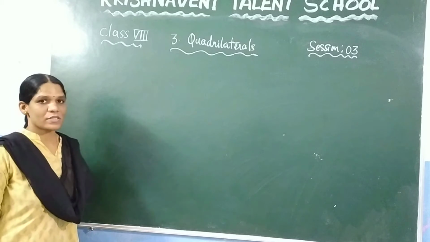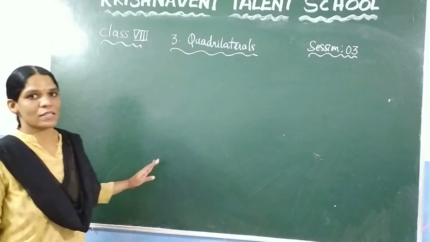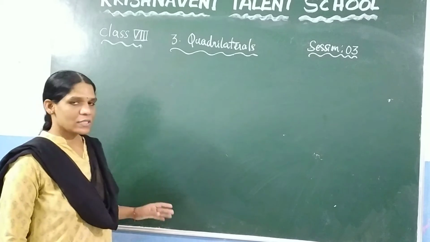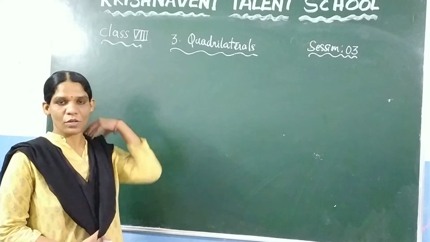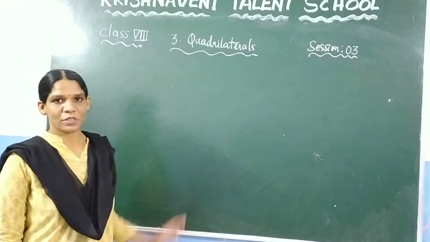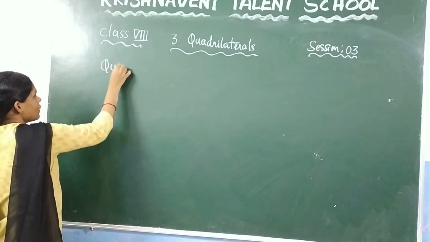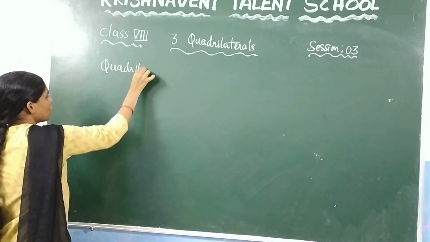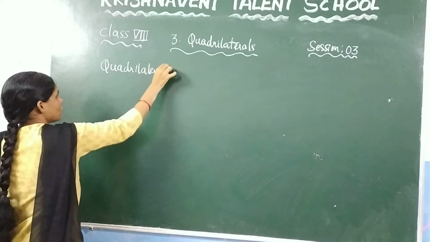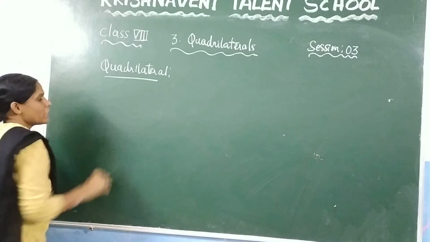In the last session we have discussed the types of quadrilaterals and their properties, and in this session we are going to discuss how to construct various types of quadrilaterals. Before that, write the definition of the quadrilateral. What is meant by the quadrilateral?